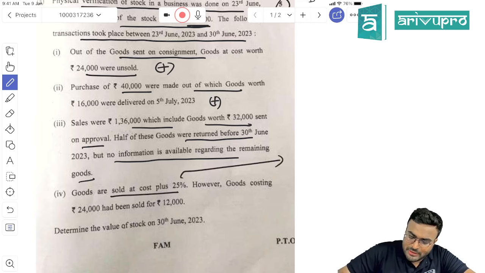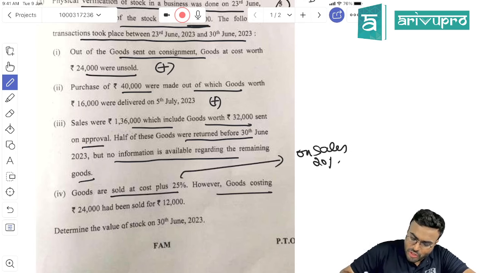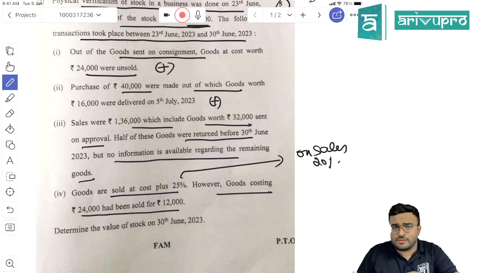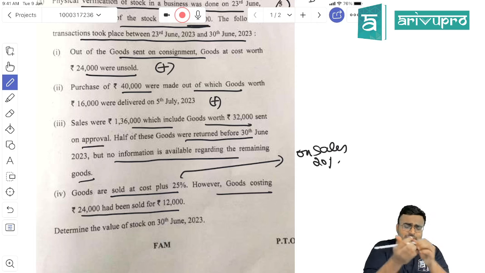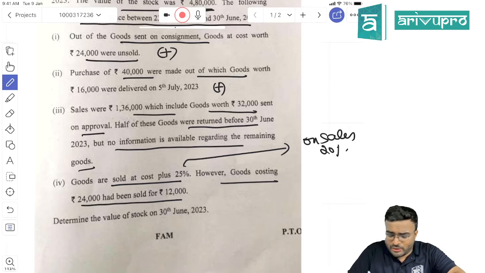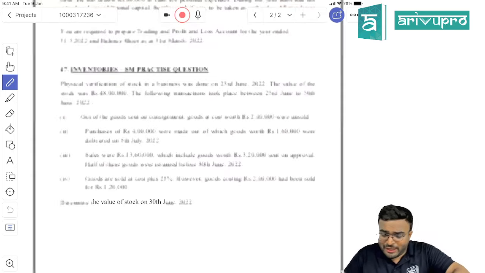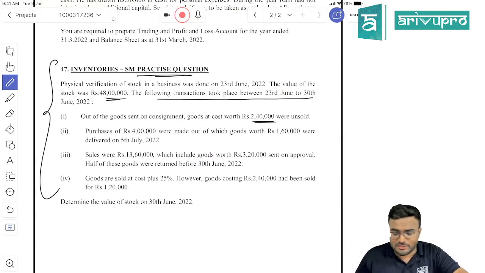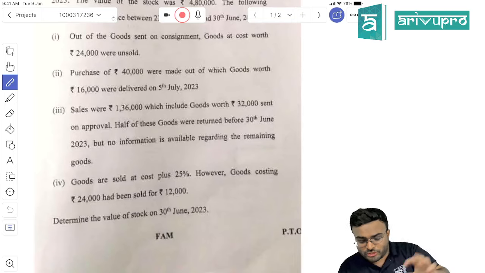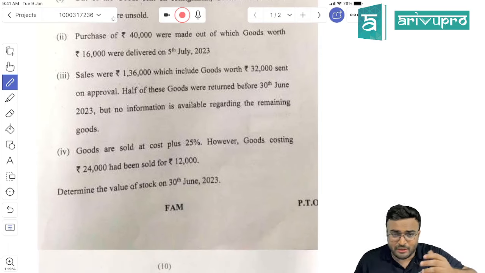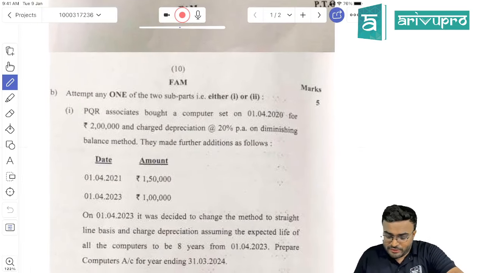And goods are sold at cost plus 25%. That means, remember this, on sales it is going to be 20%. However, goods costing 24,000 has been sold for 12,000. So there is abnormal sales as well as normal sales. You have to calculate the value of stock on 30th June. Exact same question is there. You can refer this question. Okay, exact same question. Easy, 5 marks again. Next, we'll go into the next one.